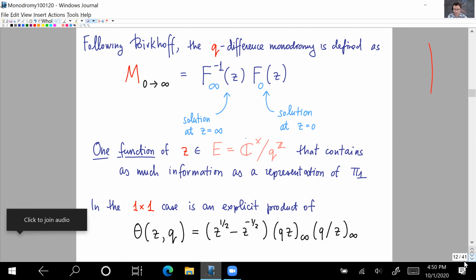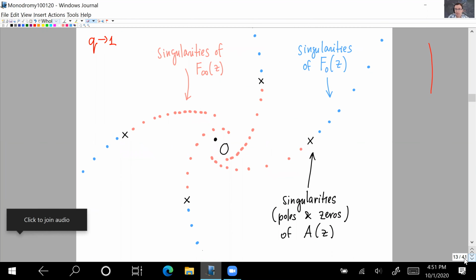But in fact, as we will see, I'll explain on the next picture, it contains as much information as a representation of this pi1. And in the 1-by-1 case, since we wrote down the general solution of a general equation, if you take the ratio, you'll see that this will be an explicit product of theta functions. Theta function is kind of a monodromy of a model Q-difference equation. All right, so I'm trying to explain what's going to happen.